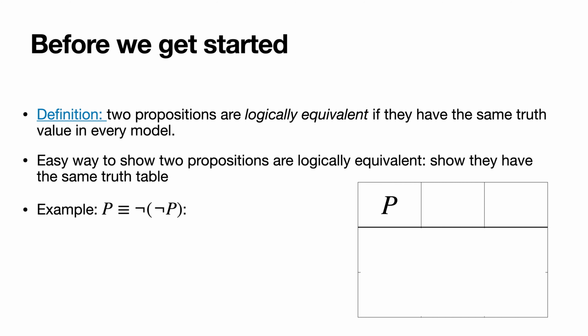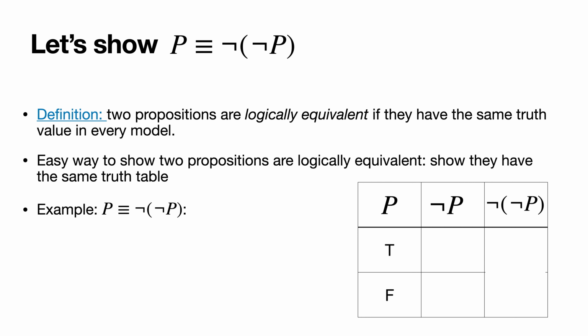So let's go ahead and write P, and not P. Now P only has two possible values, true or false, so we'll write those down. And let's look at this second column. When P is true, not P is false. And when P is false, not P is true. So once again, we're just flipping the values, pretty straightforward.